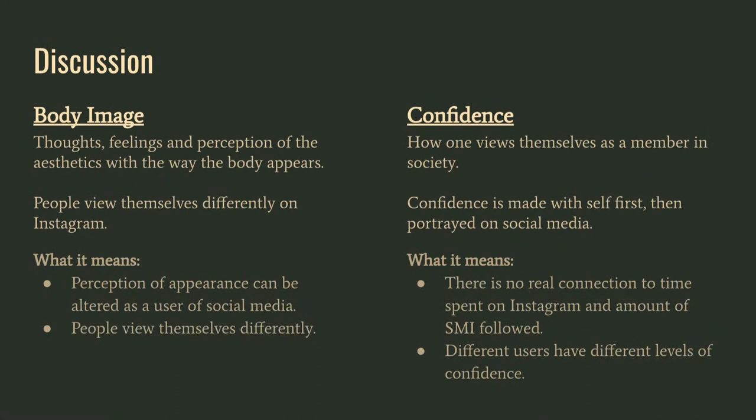So moving on to our discussion, we had four constructs, the first being body image and the second being confidence. Body image is known as thoughts and feelings and perceptions that one has of their own body and how it appears. This was important to our study because it is how somebody views themselves within the social media platform, specifically Instagram. This construct ended up not being so important towards the end of the study because we realized that participants' ideas of self-confidence and body image constructed into one instead of separate.